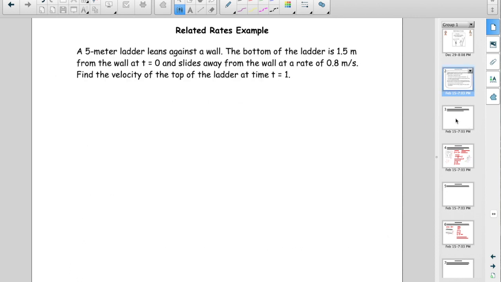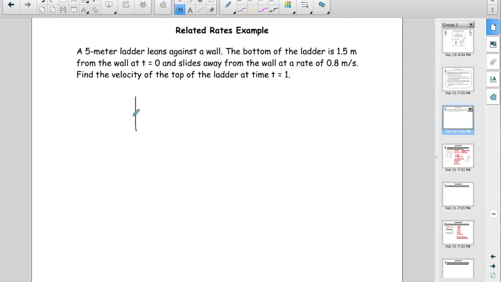So let's look at the first problem. A 5-meter ladder is leaning against the wall. The bottom of the ladder is 1.5 meters from the wall at time 0, and it slides away from the wall at a rate of 0.8 meters per second. Find the velocity of the top of the ladder at time t.